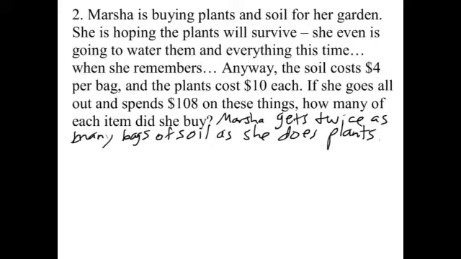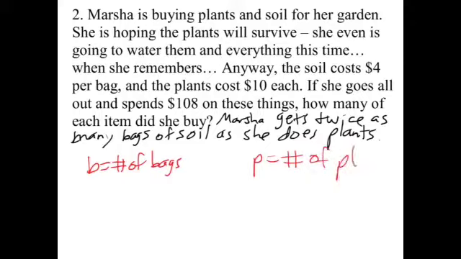So, as you search through the situation, first figure out what you're trying to get, which is how many of each item she got. Well, she can get 2 different items. She can get bags of soil, and she can get plants. So let's use B and P as our 2 variables, where B is the number of bags of soil, and P will be the number of plants, because that's what we're trying to get to. So let's make our variables those numbers, and then we can make our system from that.